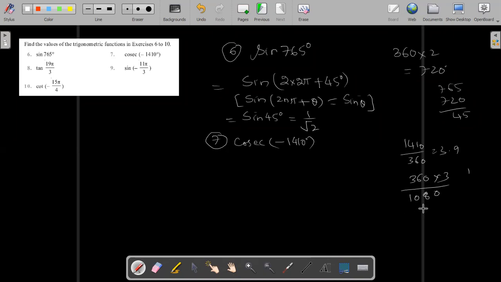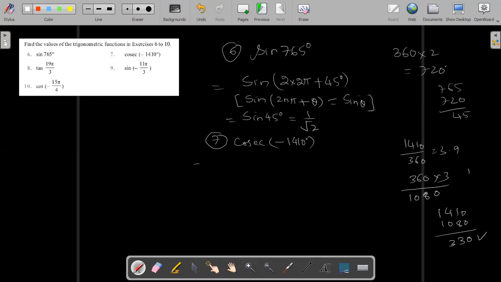So 1080 and 1410. Find the difference: 1410 minus 1080. 0, 11 minus 8 is 3, and here 3 is left, so 330. The difference is 330.